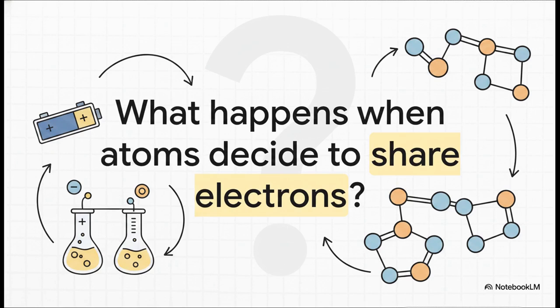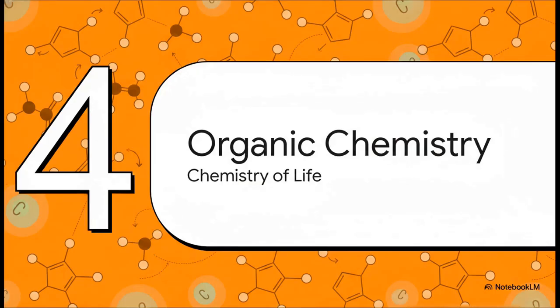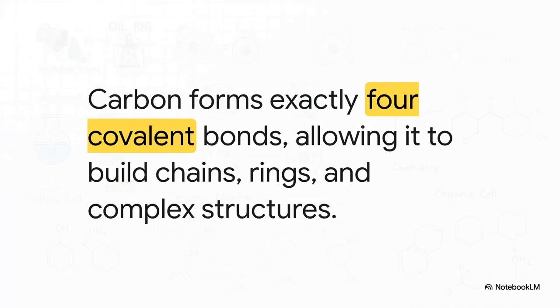But that brings up a massive question that pivots us right into our next topic. What happens when atoms decide they don't want to trade, but they actually want to share instead? And that leads us to Section 4, introducing organic chemistry, the chemistry of life. Welcome to Unit 5, everybody. This is where carbon steps into the spotlight by absolutely mastering the art of sharing electrons.